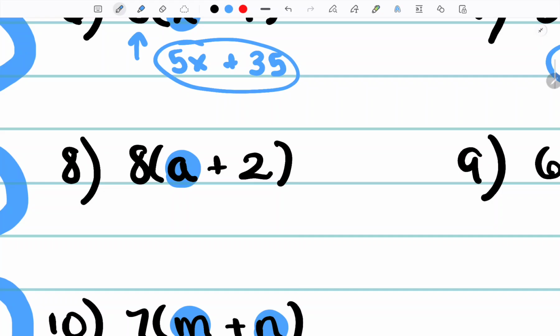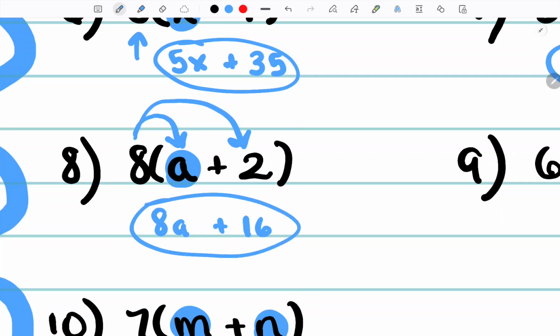Number 8, we have 8 parentheses a plus 2 parentheses. So here we have the variable a and the fishing rod 8. So 8 times a and 8 times 2, that would give us 8a plus 16. Yeah, 16. And that would be your final answer.